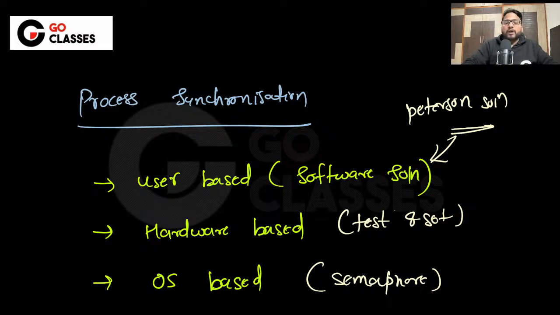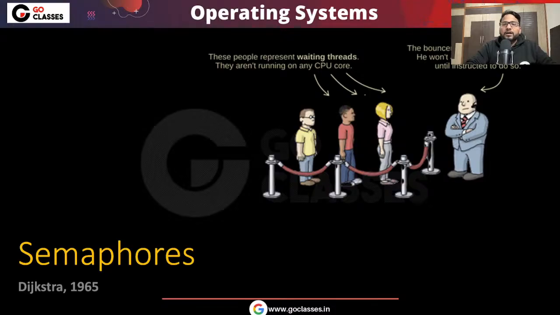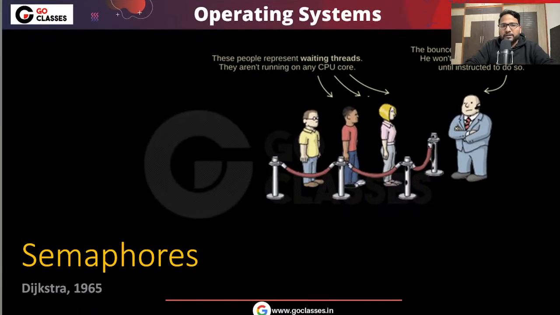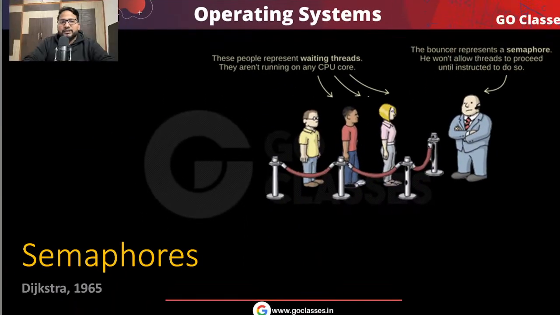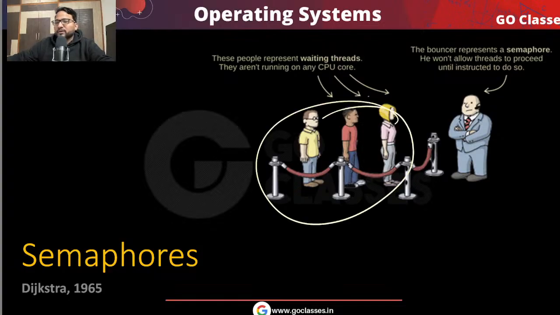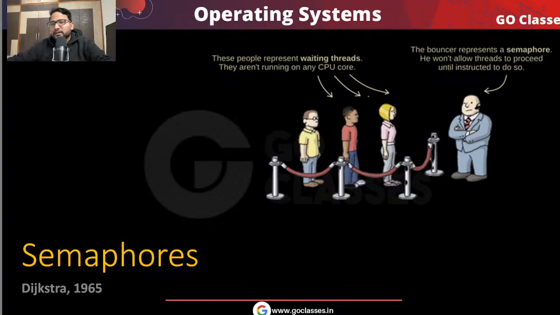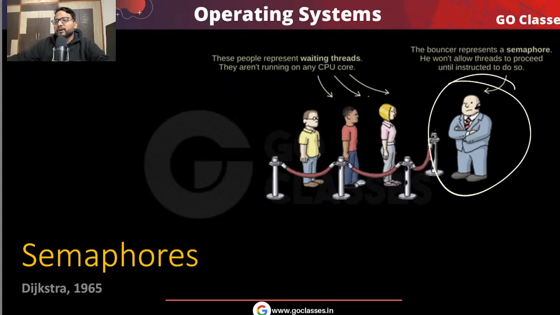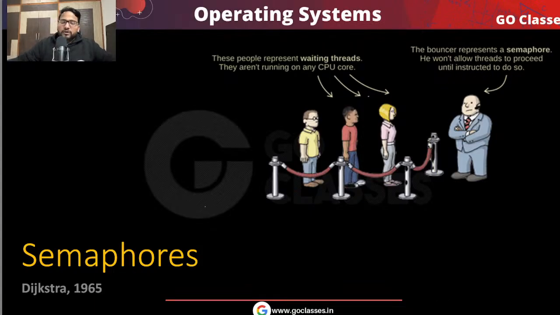Okay, great. So now let's get started with today's session, which is Semaphore, right? This particular slide I have taken from Galvin. Basically, if you have noticed, there are a few people in a row. They represent the waiting queue, waiting to get executed, and the bouncer represents the semaphore. Anyway, you will get to understand this meme later on. First, you understand the semaphore.